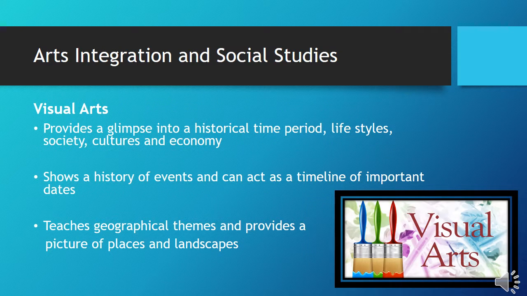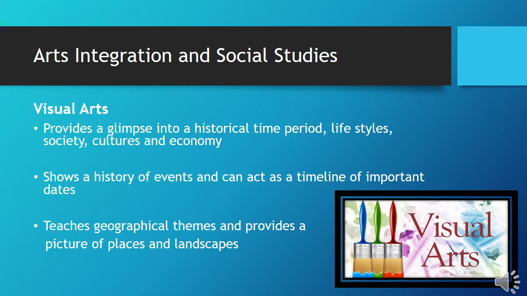In the next part of the presentation, I will discuss the different art forms, the benefits of integrating a specific art form, and how they can be implemented into a middle school social studies classroom. Implementing the visual arts into social studies can provide a glimpse into a historical time period, including lifestyles, societies, cultures, and the economy. Using a variety of visual arts such as paintings, photographs, and sculptures can demonstrate a history of events and can be displayed as a timeline of important dates.